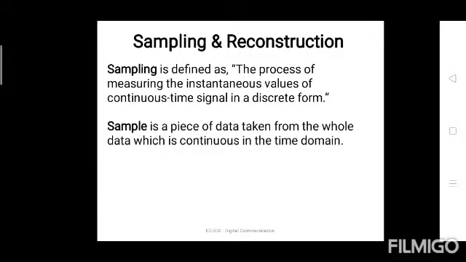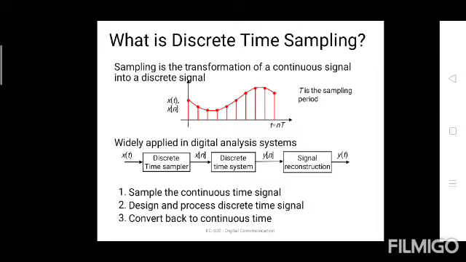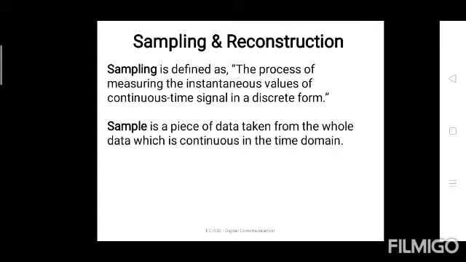You can see that we are getting the instantaneous value at this instant. What is the value of x(t)? We get the value of x(t) at this instant and represent it by x[n]. So we can define sampling as the process of measuring the instantaneous value, mind it, instantaneous value, of a continuous time signal in discrete form.